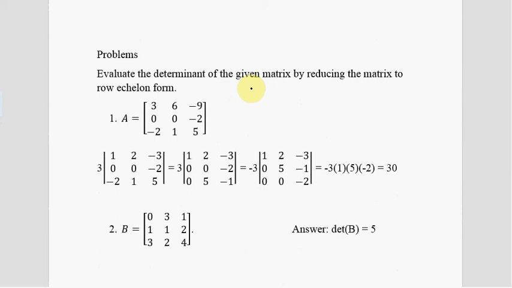The next thing I did to build the triangular matrix is I interchange rows 2 and 3. You do that, you negate the determinant. So now I have a triangular matrix. So the determinant is that negative 3 times the 1 times the 5 times the negative 2, you get 30.